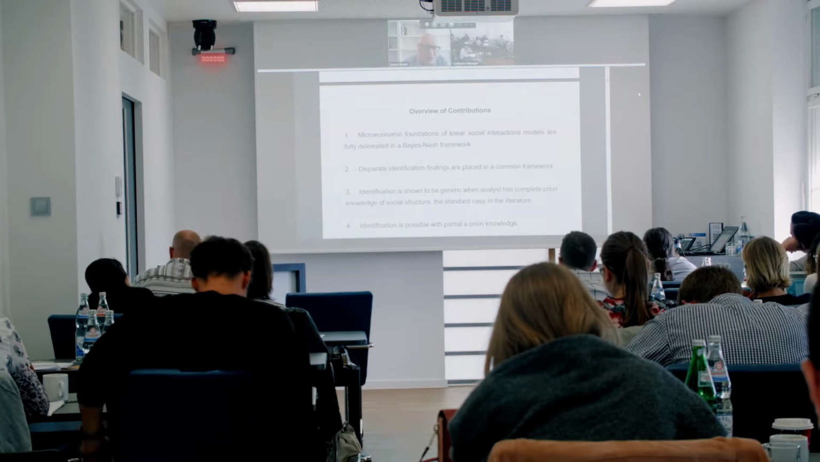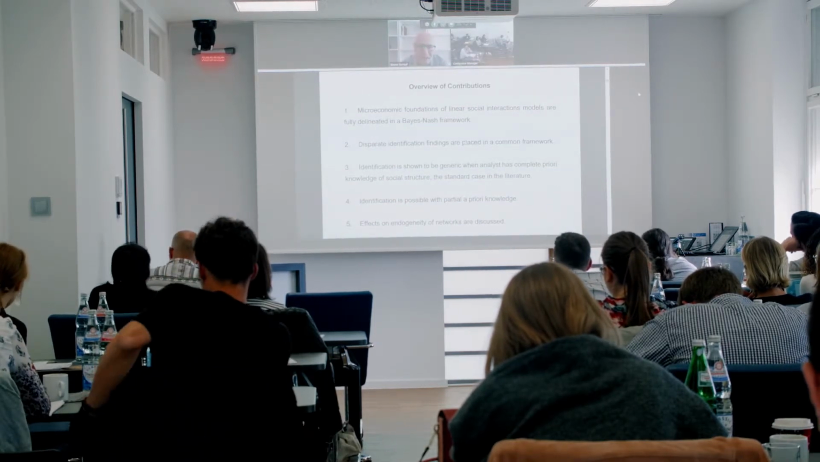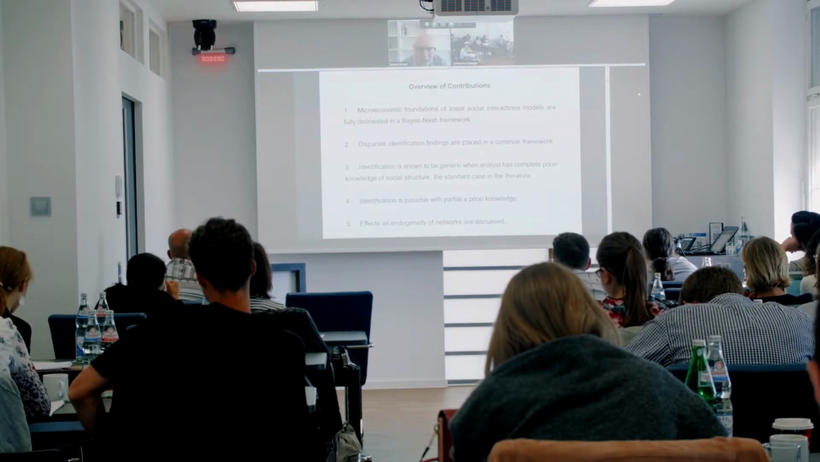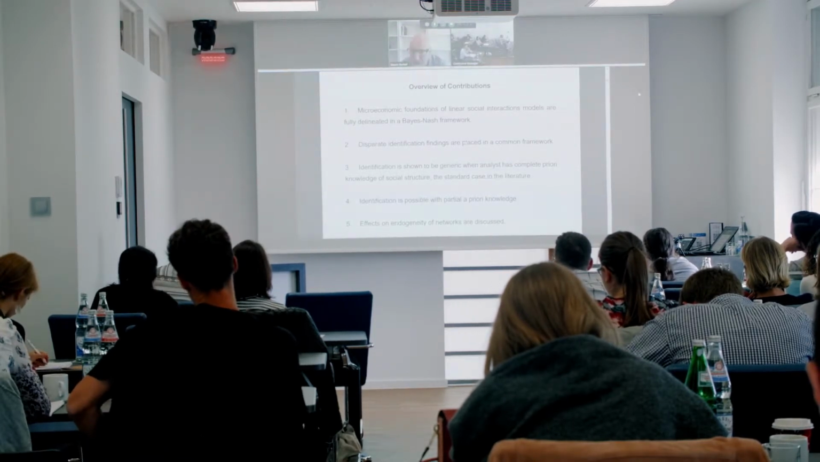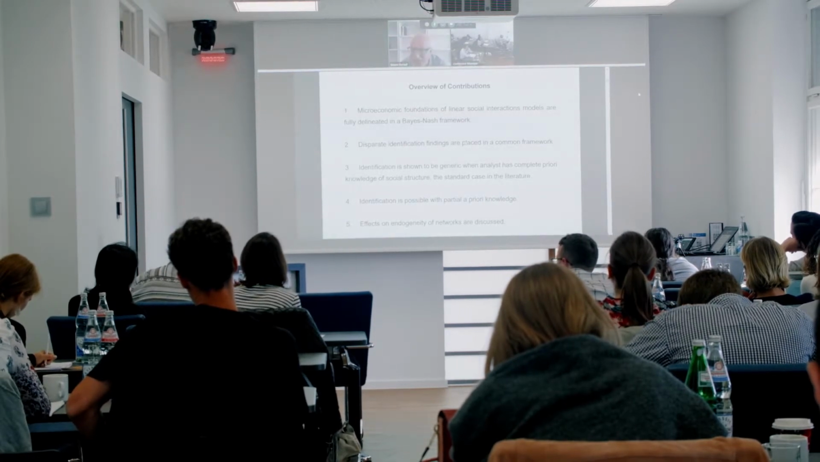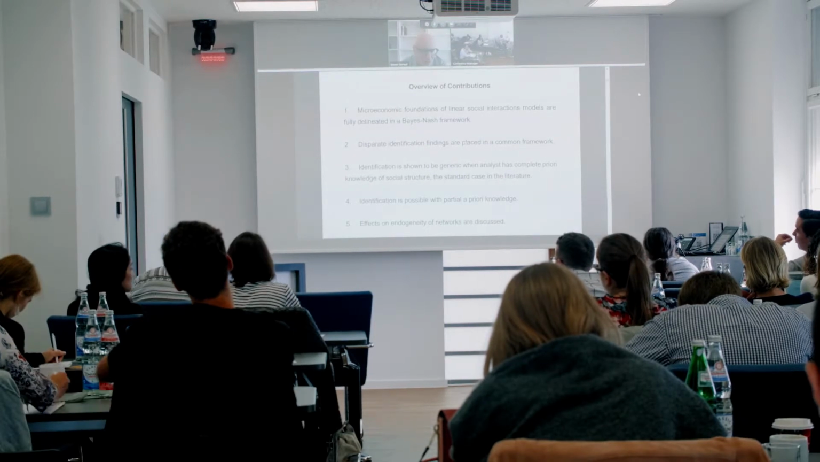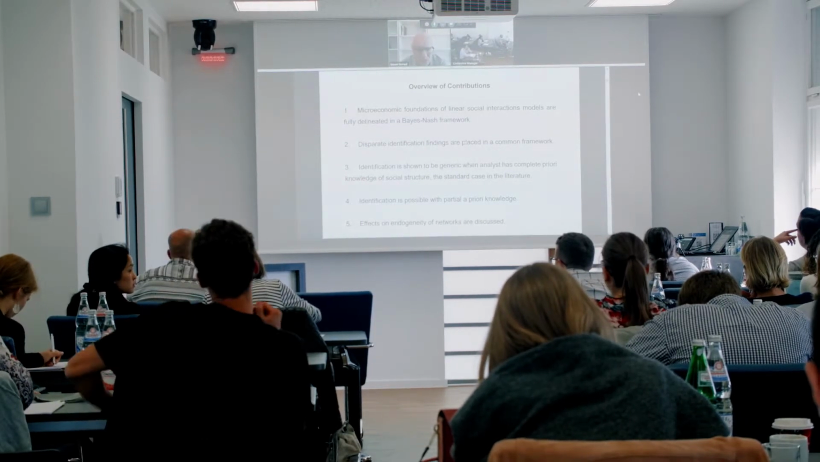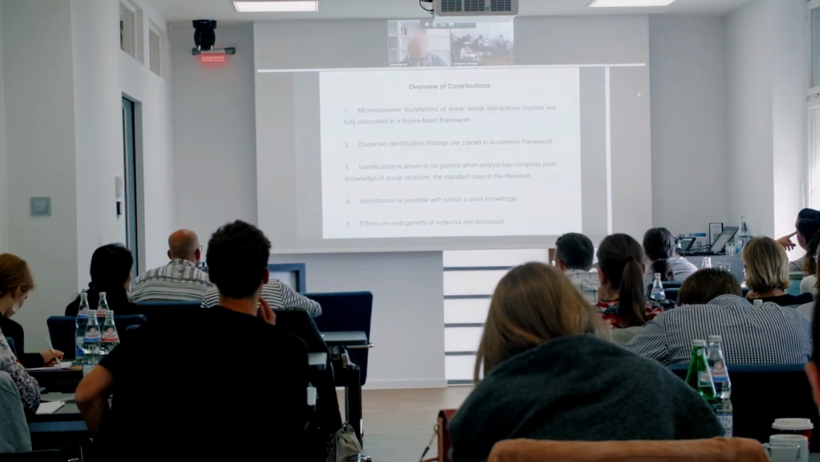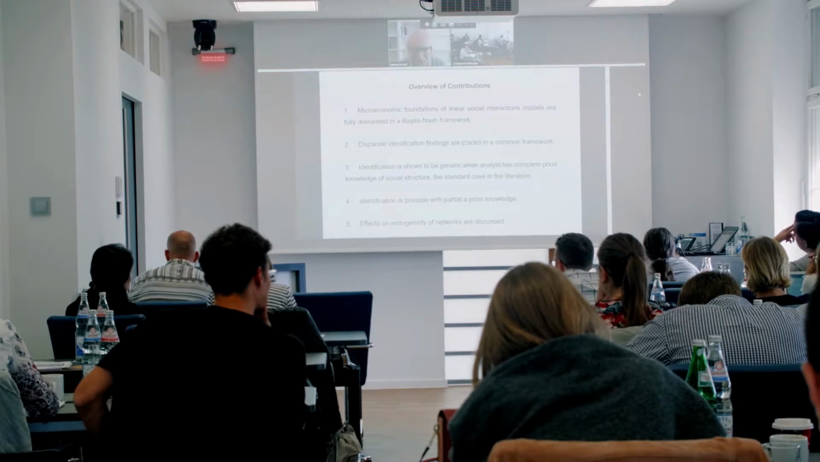What the paper is going to do is make five claims. First, it's going to give the full microfoundations of linear social interactions models, in the Bayes-Nash framework. I certainly make clear there are many papers in economics that have linear models with social structures, but this will unify the methodology, so you know where all the assumptions are.